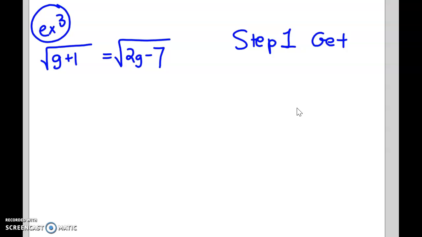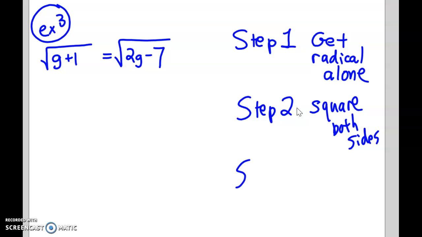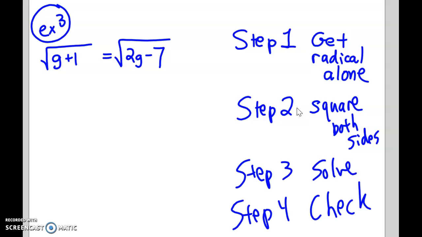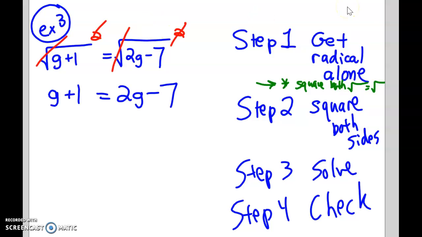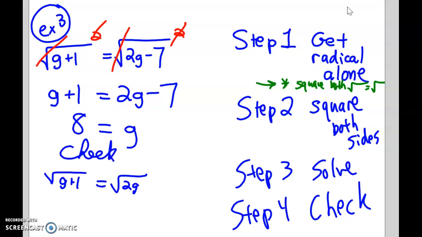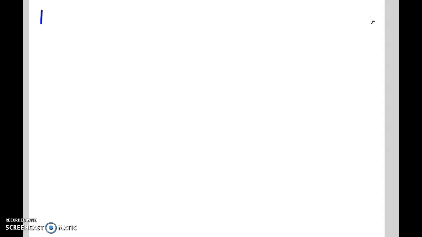Here are the steps. So we have the square root of g plus 1 equals the square root of 2g minus 7. Step 1 is get the radical alone. This is a special one because the radicals are already alone. Step 2, square both sides. Solve it, and then check. This is special because if the square roots are on both sides, watch this awesome thing that happens. You square with a 2 and a 2, square and a square, and look what's left, a regular everyday equation. g plus 1 equals 2g minus 7. g equals 8, you check it, and it checks. It checks out. That is the correct answer.